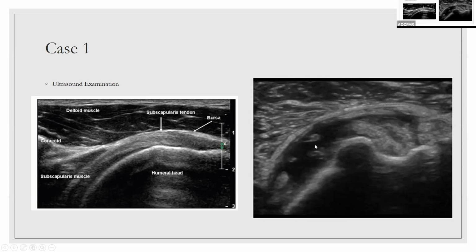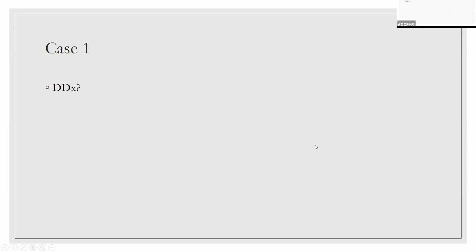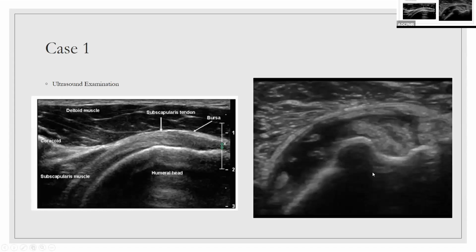So the differential diagnosis was a full thickness subscapularis tear, which is very uncommon, but it does happen. Yeah, it's very uncommon.